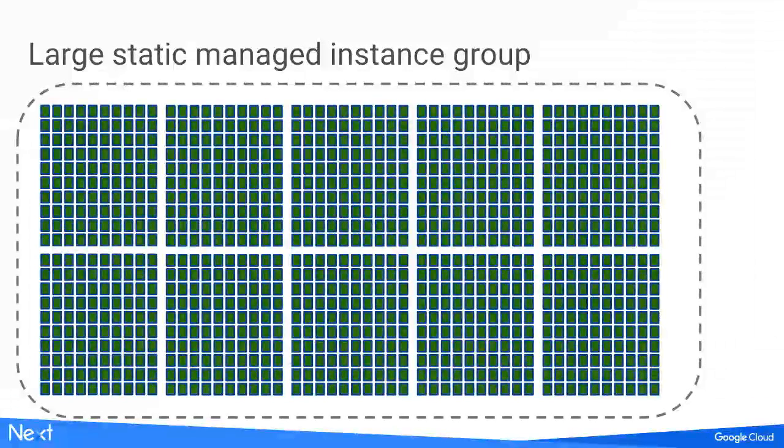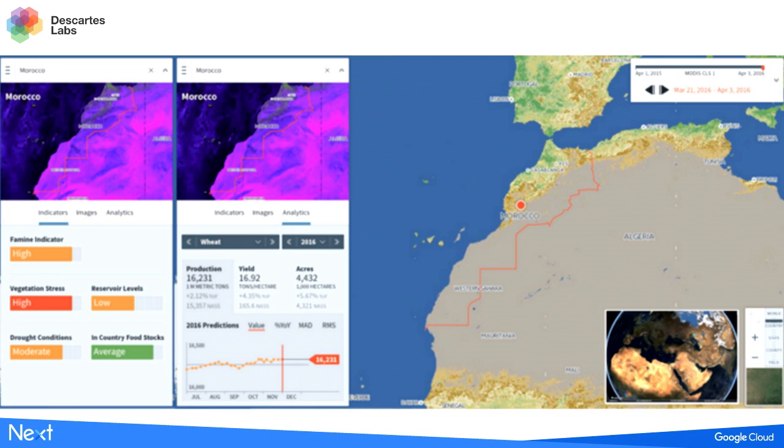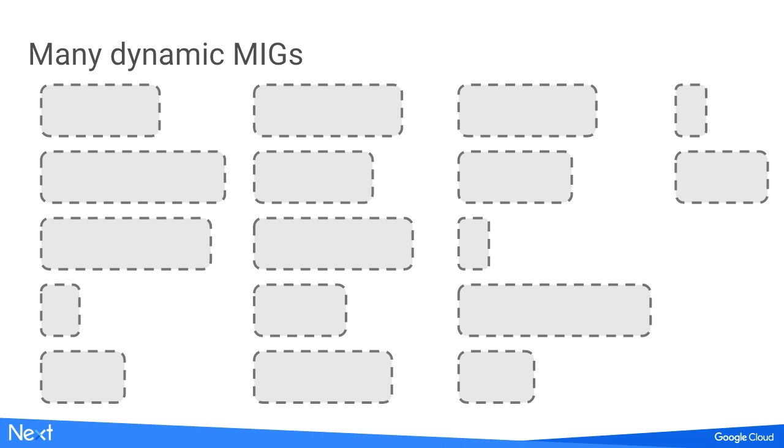Now, their other use case is a little bit more traditional. Once these models get created, they actually have to get served to their customers. And they do this through custom front ends. These front ends translate the data in a way that's human readable, and their customers can use these. They actually have 17 of these front ends. Each one is a MIG, and it's auto-scaled from 1 to 100.